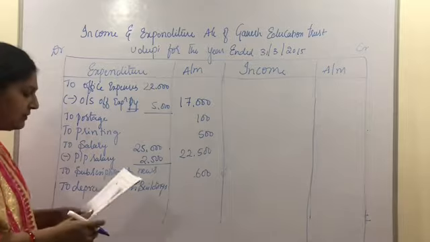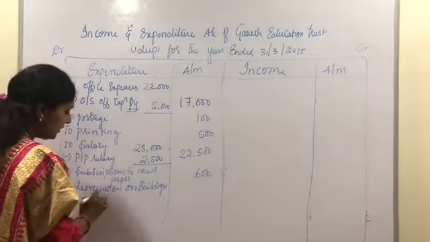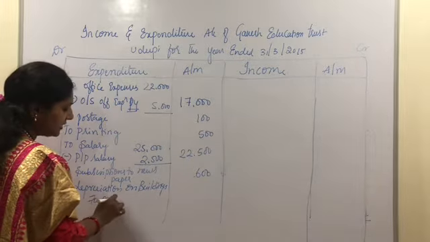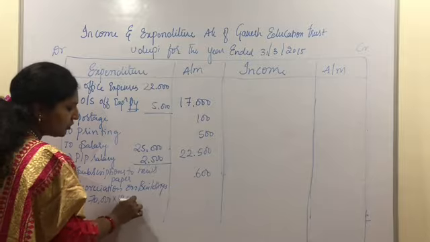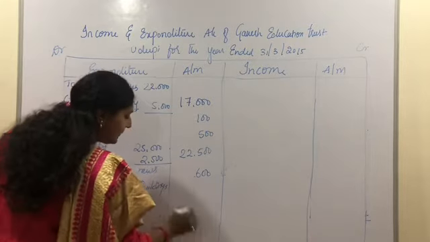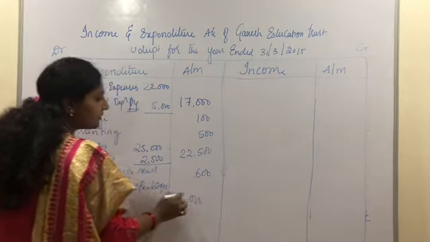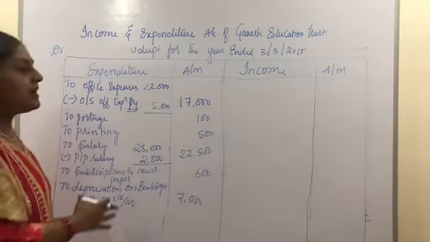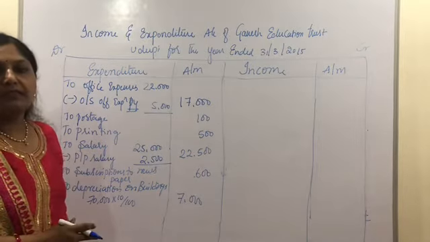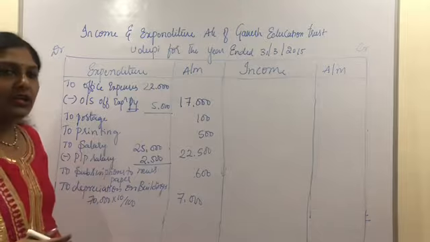The book value of buildings is 70,000 and the rate of depreciation is 10% per annum. So the balance of depreciation is rupees 7,000. So these are the expenditures which we have considered from the problem. Now let us record the incomes.